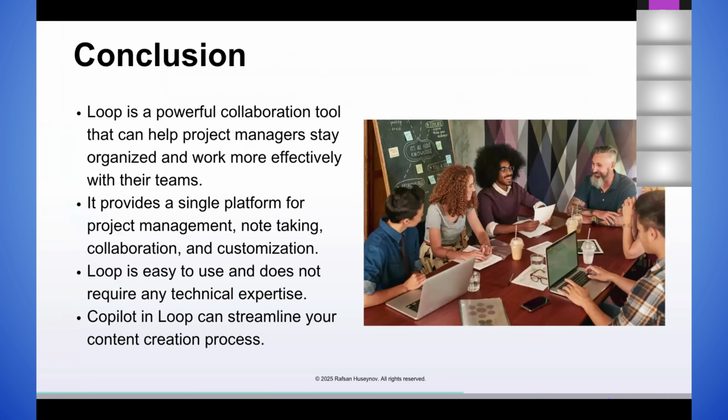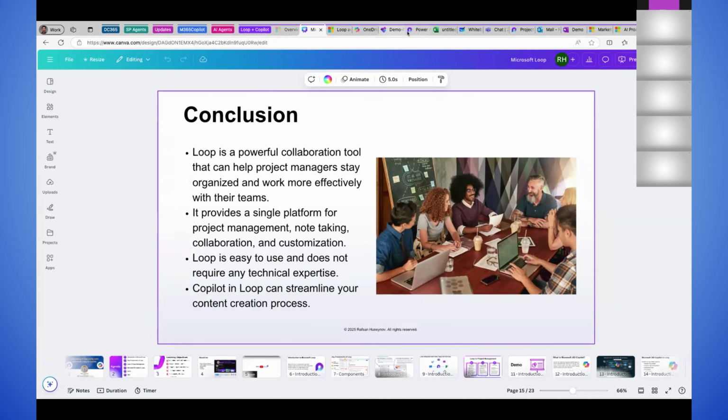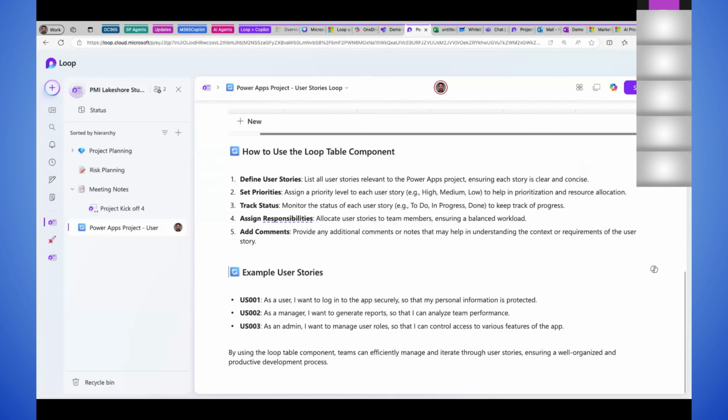So the conclusion: Loop is really a powerful application you can use in project management. It basically provides a single platform for your projects. You can bring your teams, you can start brainstorming, you can also do version controls there, and I will show you in a second. And use Copilot to make your life easier, because AI is everywhere now, and let's leverage the capabilities that it's there. And one thing I want to make sure I provide information.